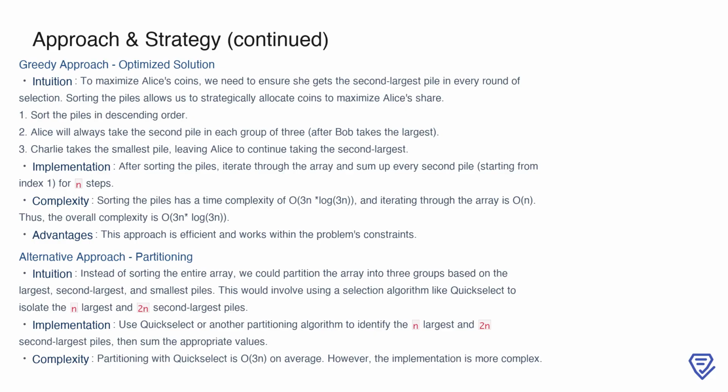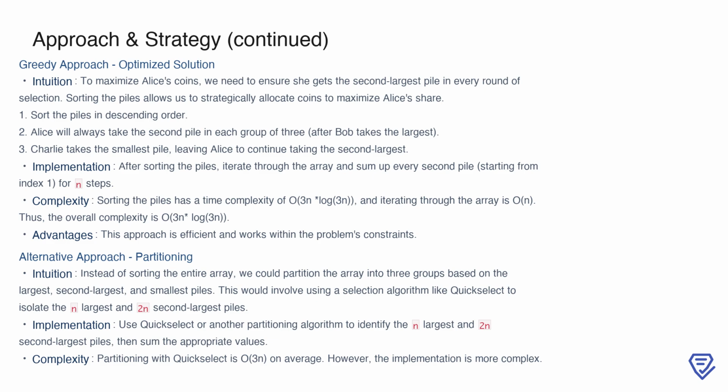This can be systematically achieved by sorting the piles in descending order. Once sorted, Bob takes the largest pile, Alice takes the second largest, and Charlie takes the smallest in each group of 3. By iterating through the array and summing up every second pile, starting from index 1, for n steps, we can efficiently calculate Alice's total.